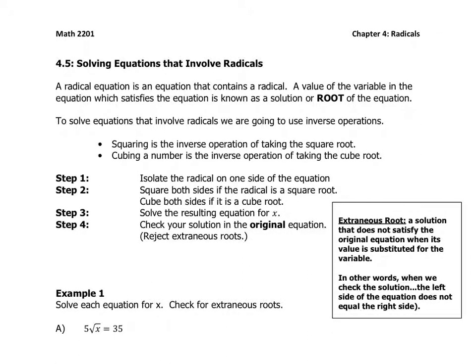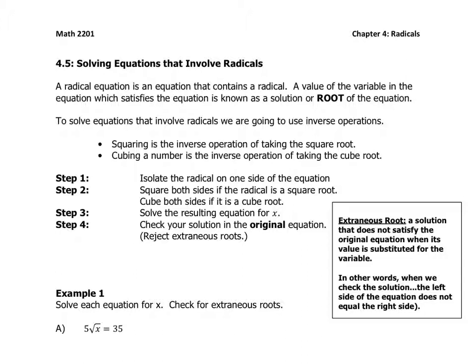Section 4.5 is on solving equations that involve radicals. A radical equation is just basically an equation that contains a radical. A value of the variable in the equation which satisfies the equation is known as a solution or root of the equation. So basically, it's a value that you can plug into the equation and makes the equation true.